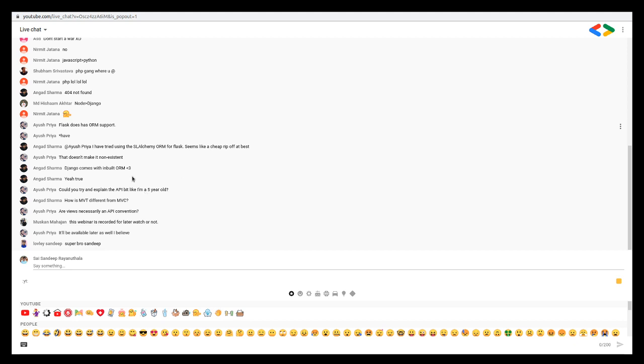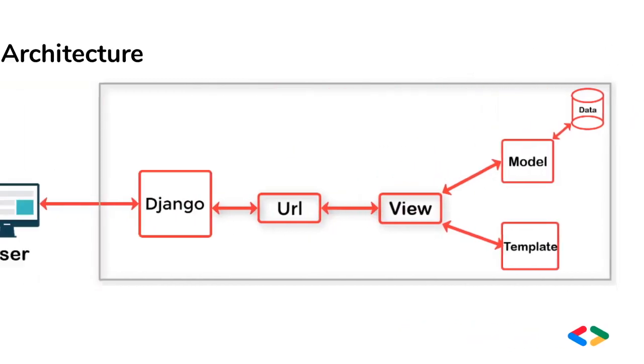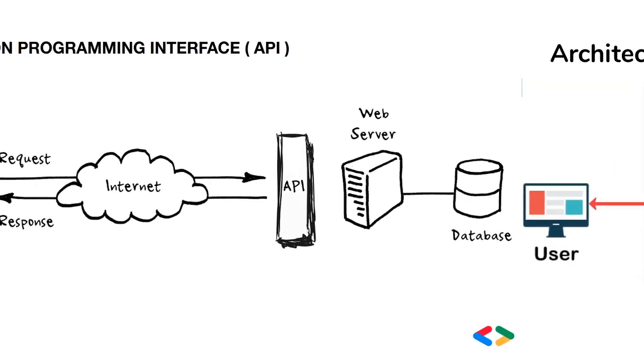Could you try to explain the API bit? Okay, you want me to explain the API again? Okay. Good. Let's go to API view, APIs again.